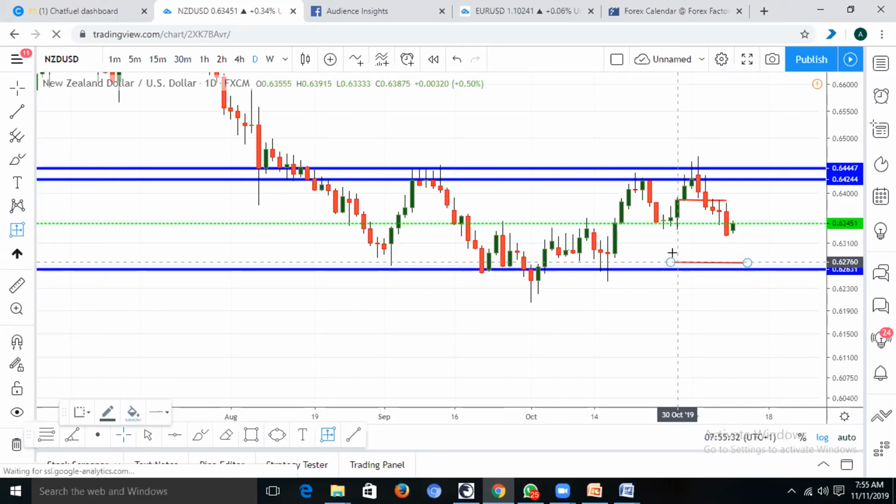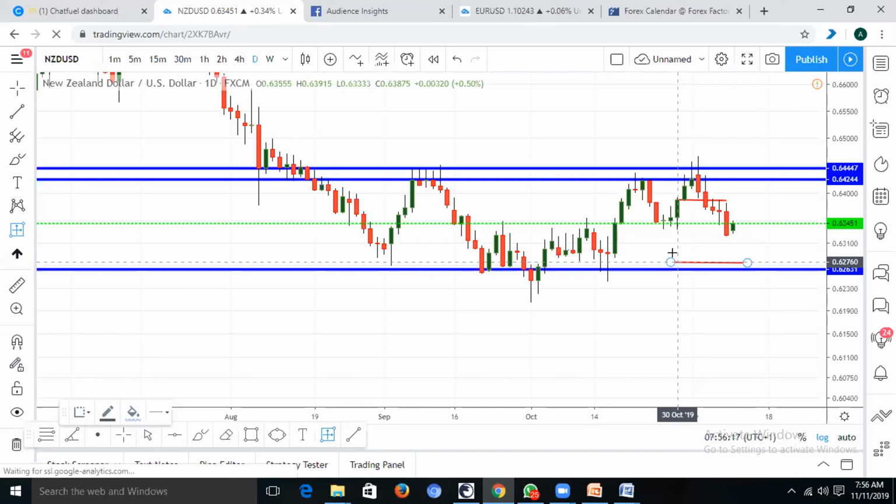NZDUSD buy stop. Entry price 0.62760. Okay, that is the entry price.